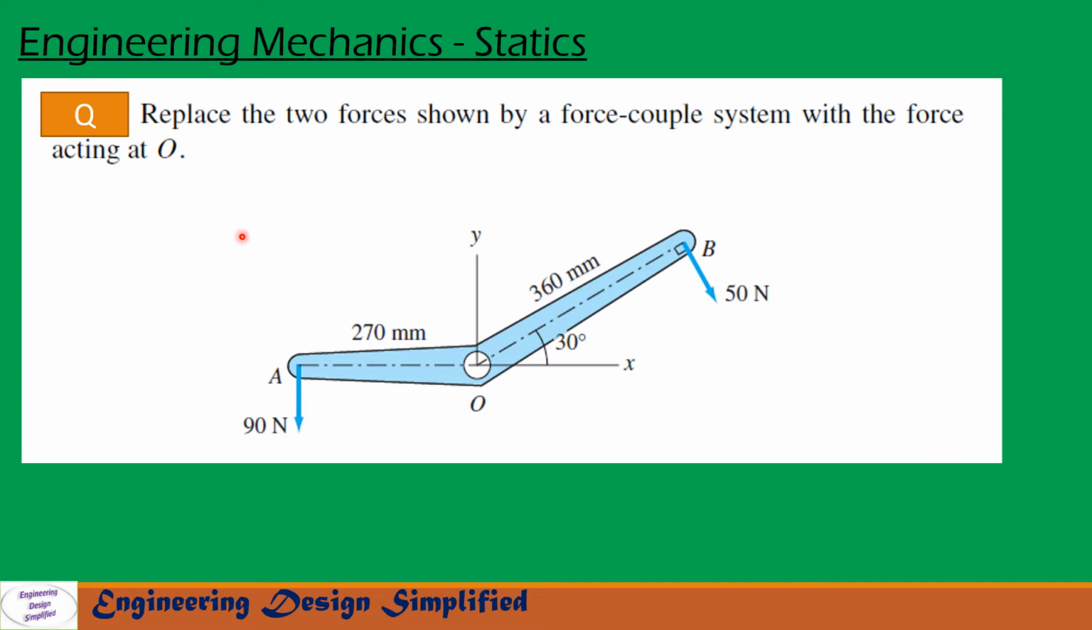Today's problem is: replace the two forces shown by a force-couple system with the force acting at O. So this member is acted upon by two forces, one here, 50 newtons, and another force here, 90 newtons. So we need to replace these two forces by a force and a couple. So in the coming slides, let us see how to solve this problem.